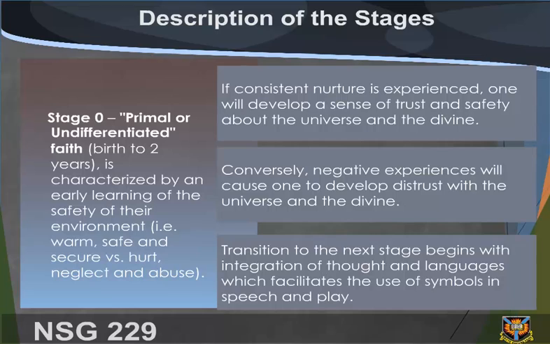Description of the stages. Stage 0, primal or undifferentiated faith, birth to 2 years, is characterized by an early learning of the safety of their environment, that is, warm, safe, and secure, versus hot, neglect, and abuse. If consistent nurture is experienced, one will develop a sense of trust and safety about the universe and the divine. Conversely, negative experiences will cause one to develop distrust with the universe and the divine.